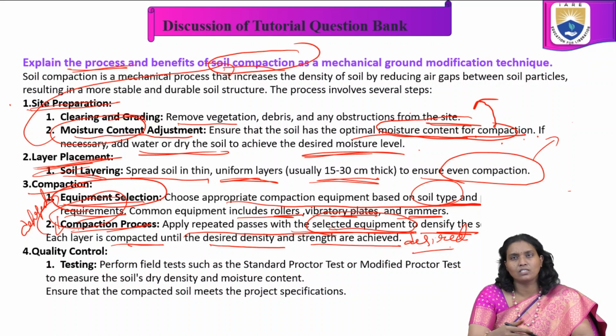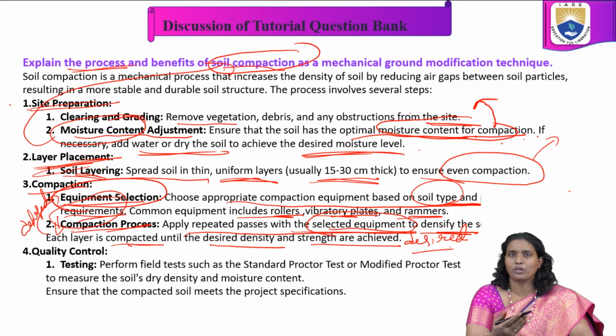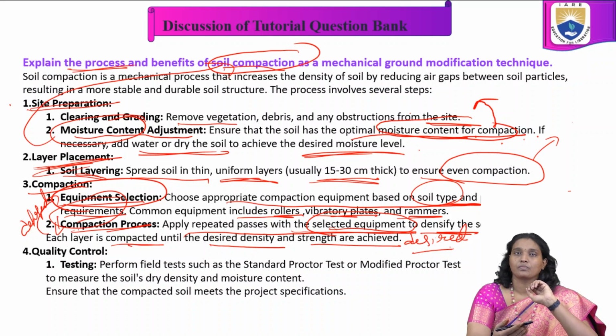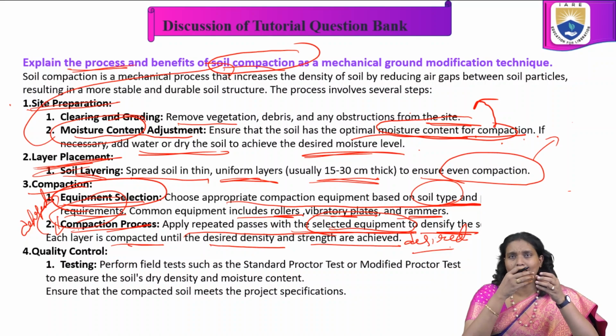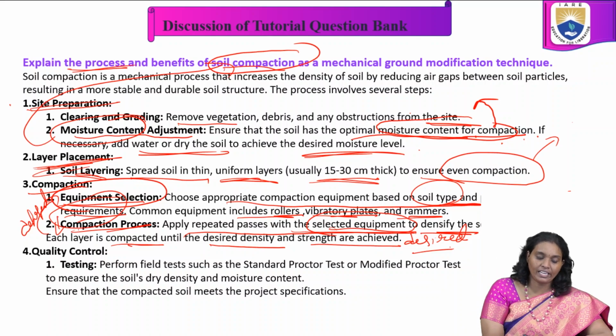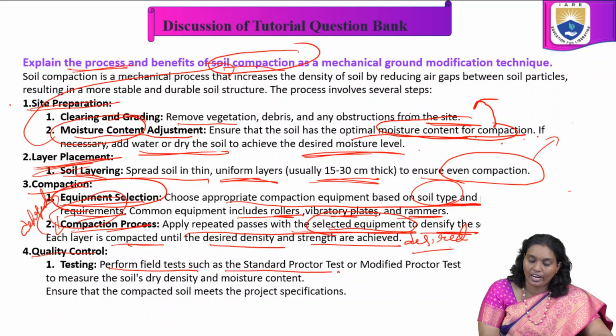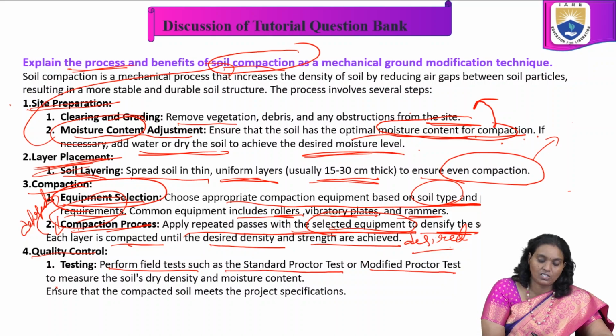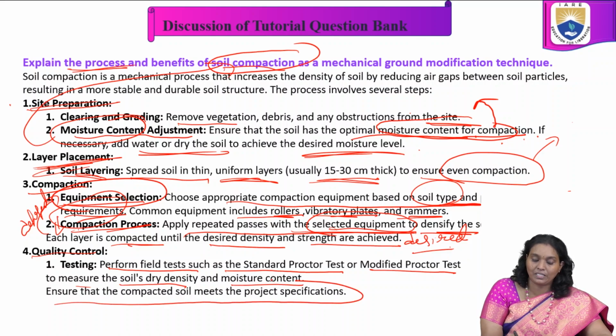Other techniques have their own kind of steps because the equipment is different. It may involve different types, and which type is adopted for which kind of equipment depends. Now, quality control. Testing: perform field tests such as the standard Proctor test or modified Proctor test to measure soil density and moisture content. Ensure the compacted soil meets the project specifications.